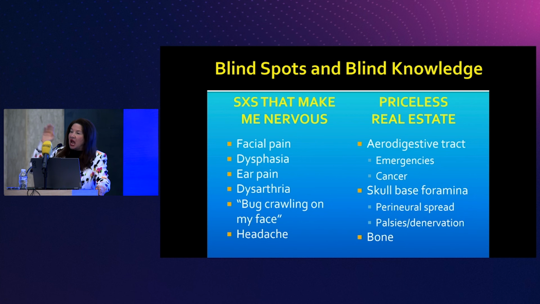You heard yesterday, every time you look at a cranial nerve, don't just look at the nerve, you've got to follow it to its end organ. Is the end organ atrophied?